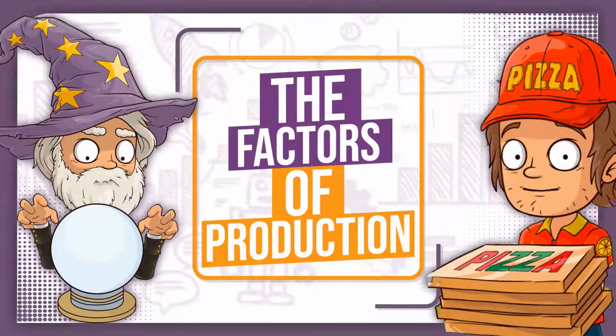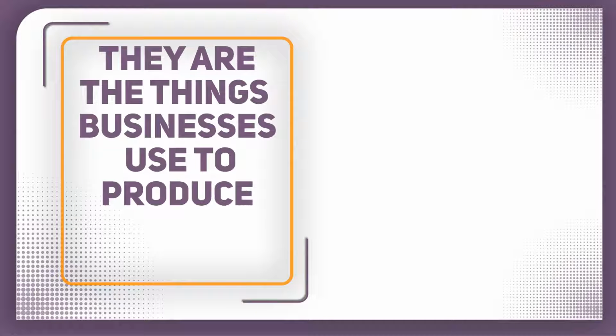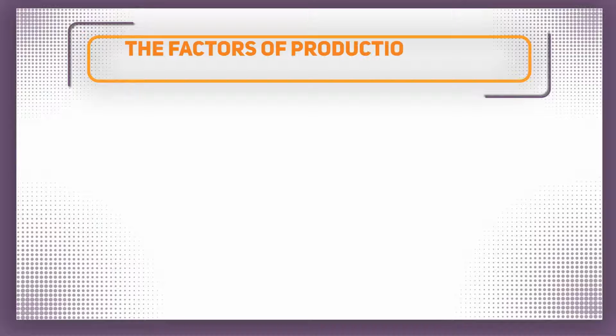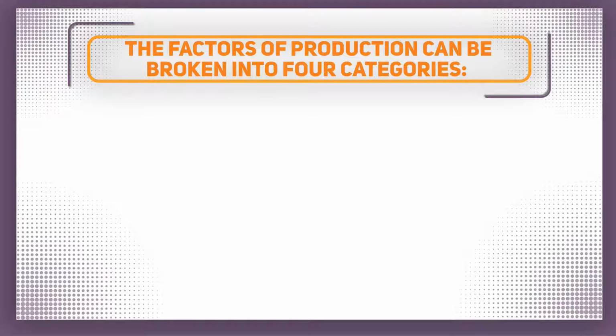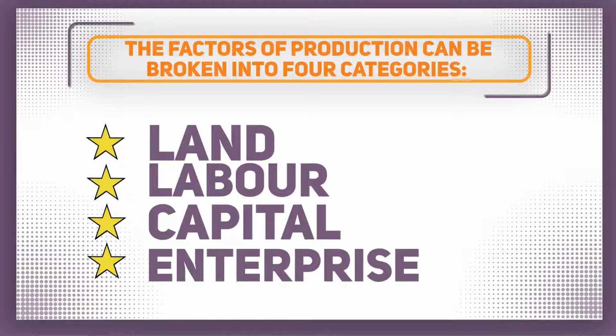In this video, we will be discussing the factors of production. This is an important concept that you need to wrap your heads around. The factors of production are resources that are the foundations of the economy. They are things businesses use to produce goods and provide services. These factors of production can be broken into 4 categories: land, labour, capital, and enterprise.